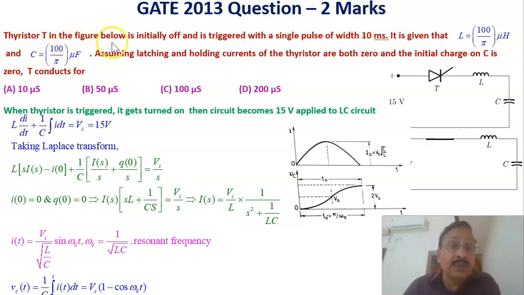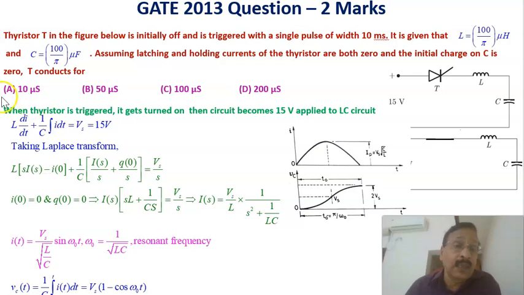The thyristor T in the figure below is initially off and is triggered with a single pulse of width 10 milliseconds. It is given that the value of the inductor is 100 divided by pi microhenry, and the value of the capacitor is 100 divided by pi microfarad. Assuming the latching and holding currents of the thyristor are both 0 and the initial charge of the capacitor is 0, T conducts for what duration?